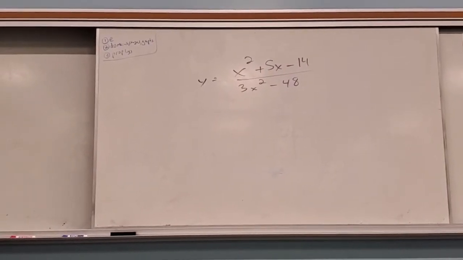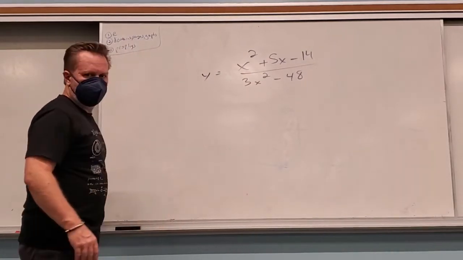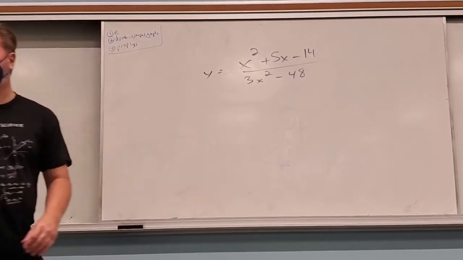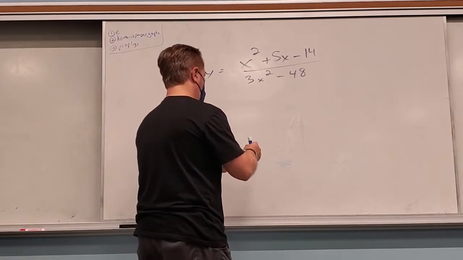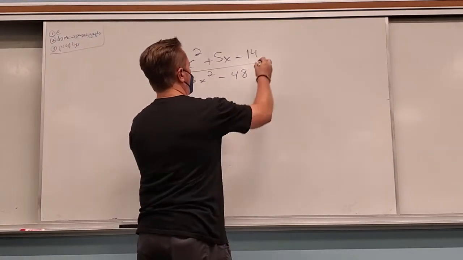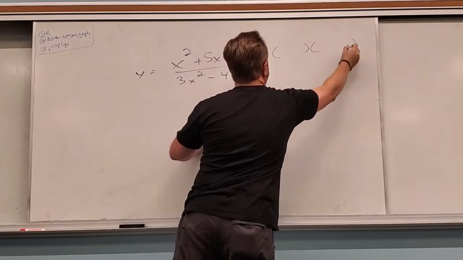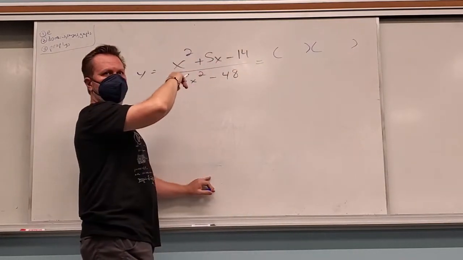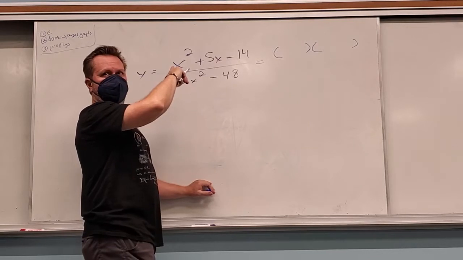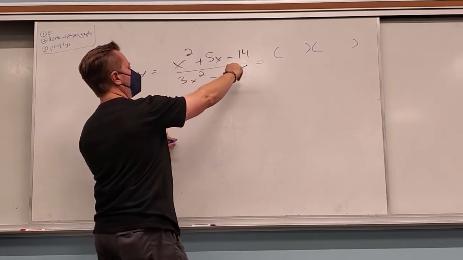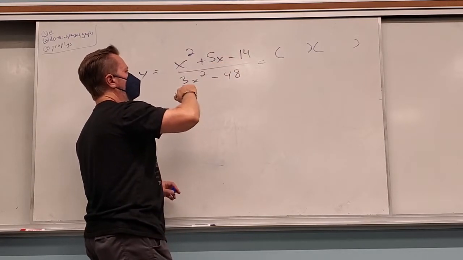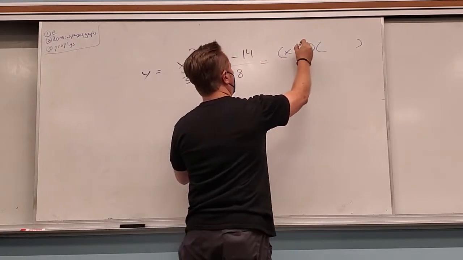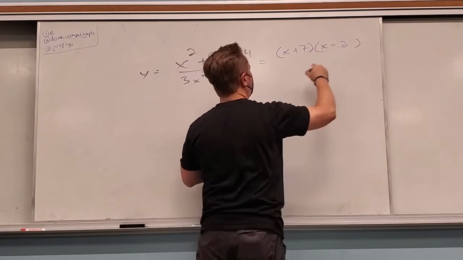Basically anyway, it's not a bad idea to just go ahead and factor everything. The mistake I noticed immediately on a few papers was, well, let's see, I'll show you. How do you factor the top? Shouldn't be too bad. With two numbers multiplying to negative 14, it had to be positive 7, negative 2, right?